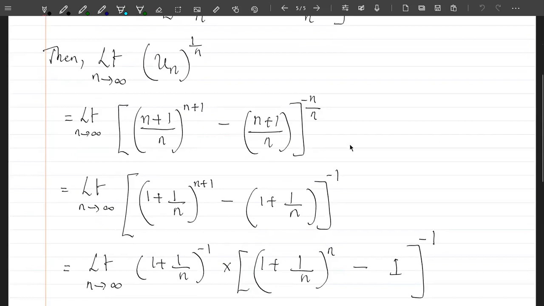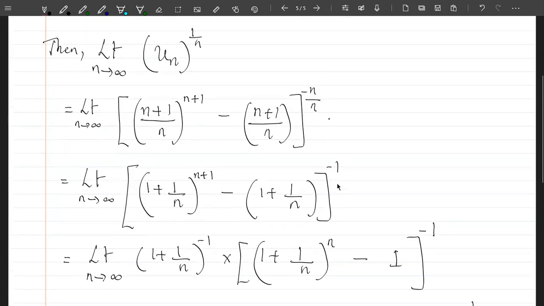Now this is also equal to (n plus 1) divided by n. I can divide both these terms in the numerator using n. So I get n by n, which is 1, plus 1 by n, whole power n plus 1, minus here also dividing both these terms by n, I get n by n, which is 1, plus 1 by n. So this is the term which you get here, and in the power you will be getting minus n by n, so it is minus 1.